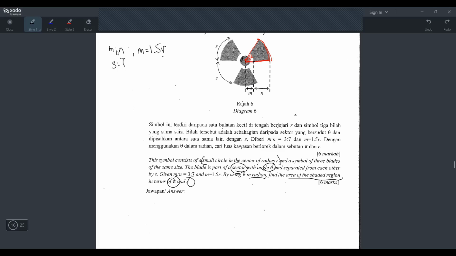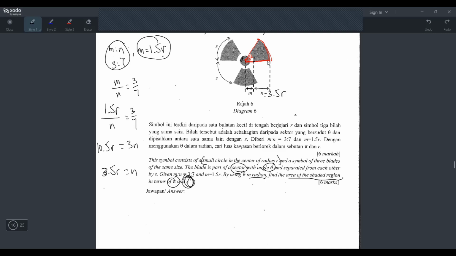So how can we use this ratio to find the N distance? Very easy, because M over N is 3 over 7, because a ratio is like a fraction, right? And since M is 1.5 R, it means 1.5 R over N equals 3 over 7. Now I can find N. 3 times N is N, 7 times 1.5, press calculator, I will get 10.5 R. And then N is just 10.5 divided by 3, which is 3.5 R. It means my N is 3.5 R. Okay, and it's okay if you didn't find the R, because the question wants you to write in terms of R. So my N is 3.5 R.